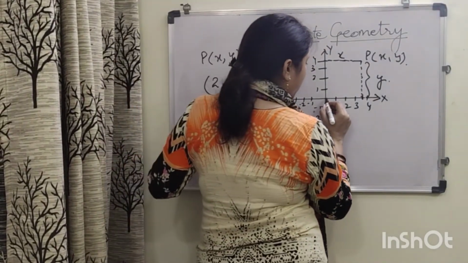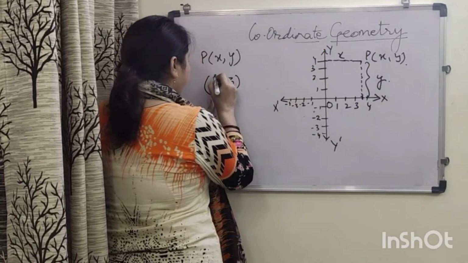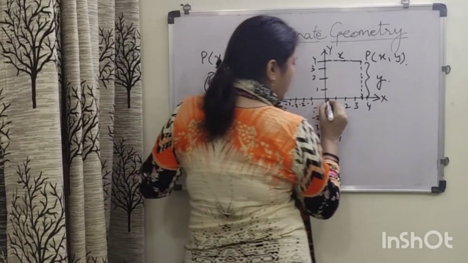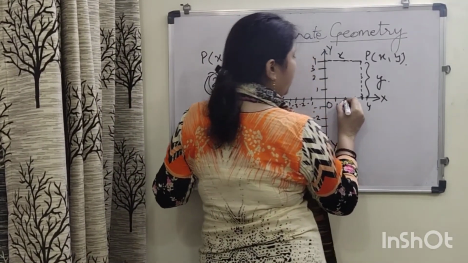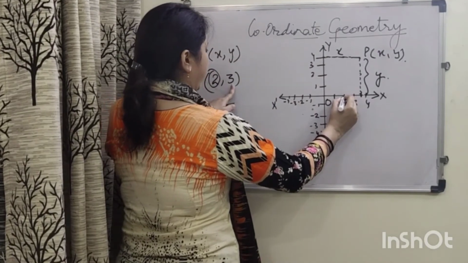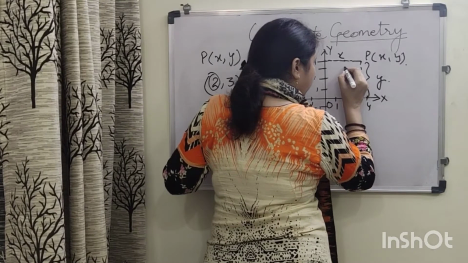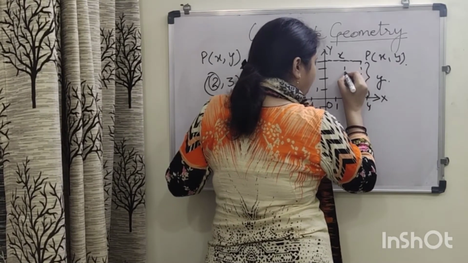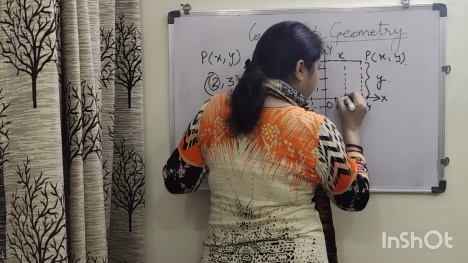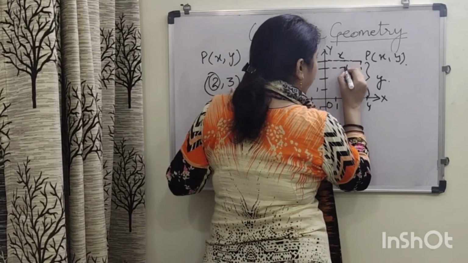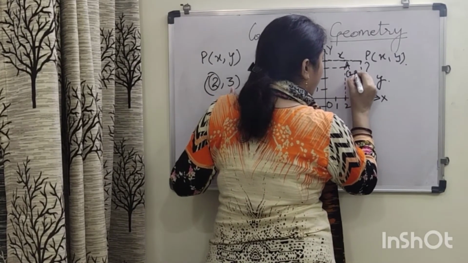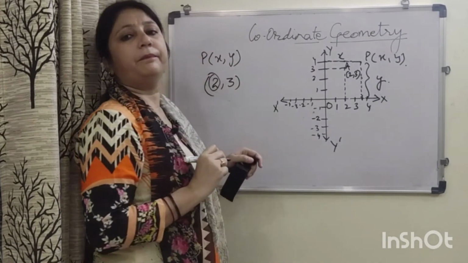First of all, you go for 2. X value is 2. So you go on x axis on 2, and from there, from 2 you start moving towards 3. That is 3. So drop a perpendicular. This is your point A whose coordinates are 2, 3.